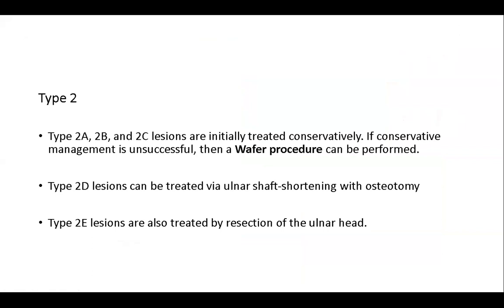Type 2 tears, 2A, 2B and 2C, are initially treated conservatively, and if unsuccessful, then a wafer procedure can be performed. 2D lesions can be treated with ulnar shaft shortening osteotomy. 2D is ulnar and lunate chondromalacia with lunotriquetral ligament tear. 2E is ulnocarpal arthritis, and it is treated by resection of the ulnar head.